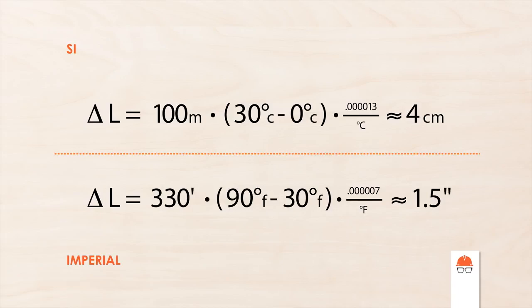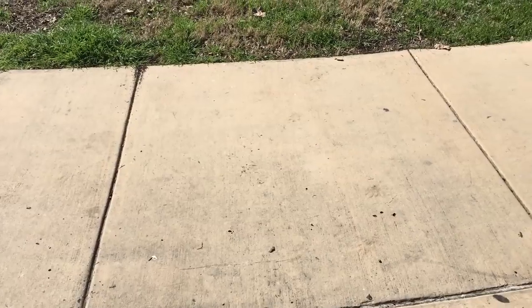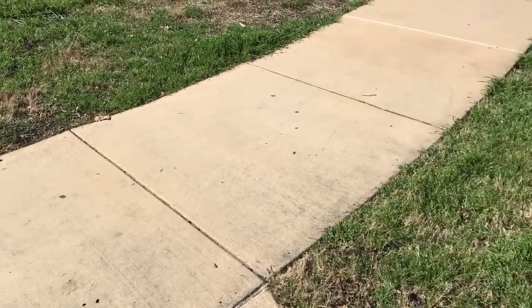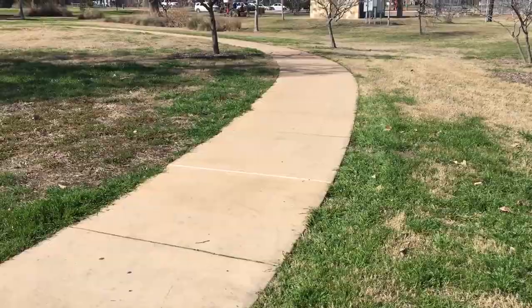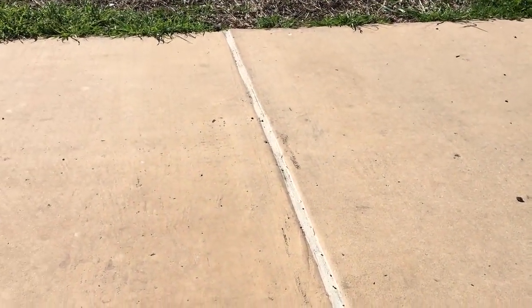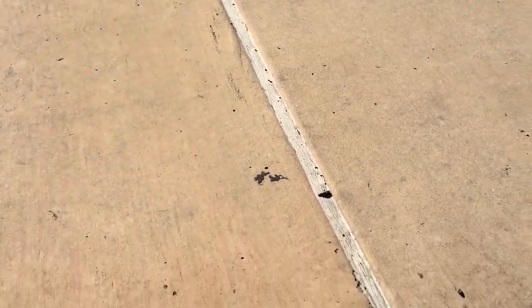Obviously, you can't leave a gap in the sidewalk that big at the end of every block, so instead, we leave small gaps spaced every so often to accommodate that movement. Most of the joints you see along a sidewalk are just to control cracking, but if you pay attention, every so often you'll see an actual break in the concrete, filled with some kind of flexible material.